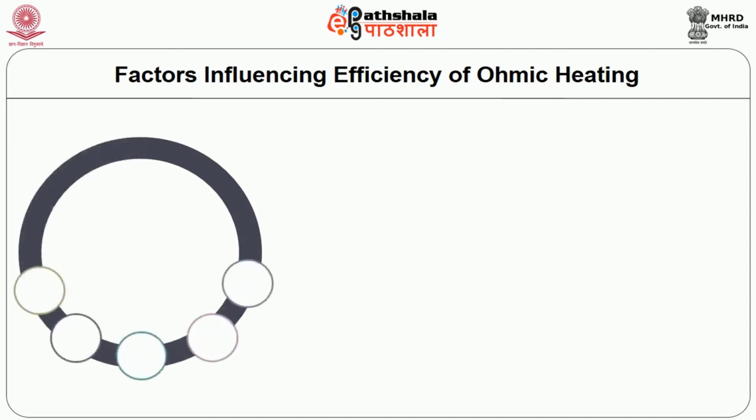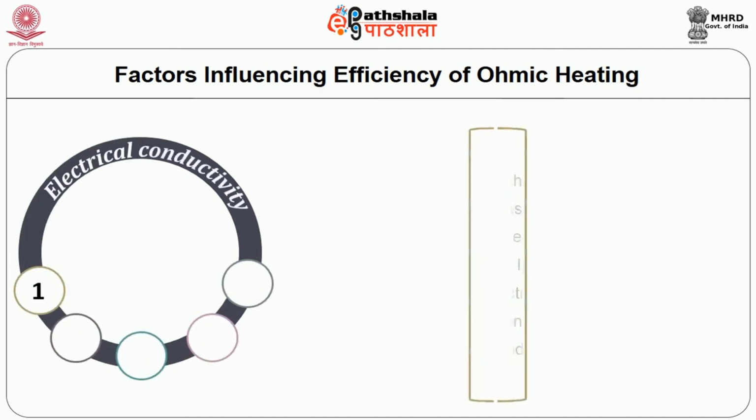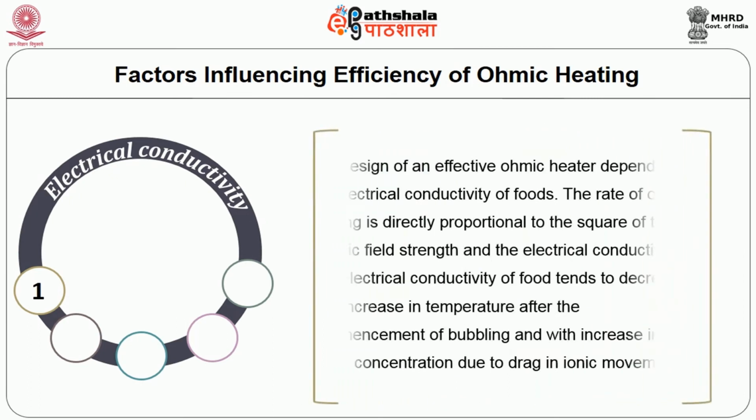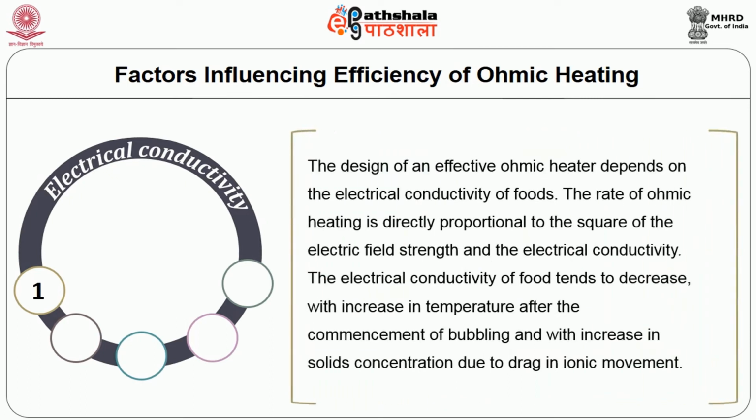First and foremost factor is the electrical conductivity of foods. The food product contains the ionic species such as salts and acids which act as electrolytes so that an electric current can be made to pass through the food and generate heat inside it. In case of thermal processing, thermal conductivity of a product is the controlling factor, whereas in ohmic heating, it is the electrical conductivity of the food product. The design of an effective ohmic heater depends on the electrical conductivity of foods.